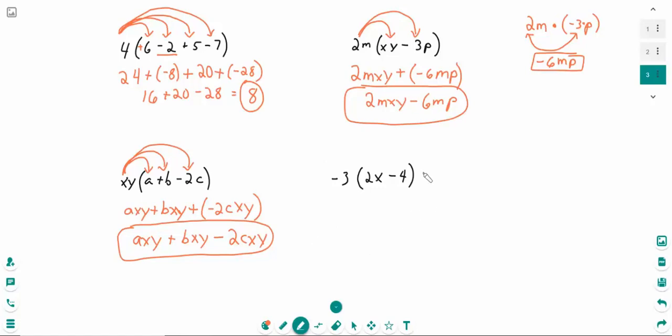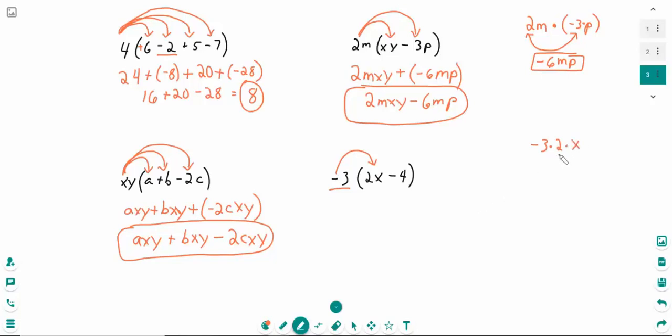All right, so we're distributing, in this case, a negative number. So that's the key to recognize here. This is a negative 3. Keep the sign with the number. So we're distributing the negative 3 through the parentheses here. So negative 3 times the first term. So a negative 3 times a 2x. So that's a negative 3 times a 2 times an x, right?